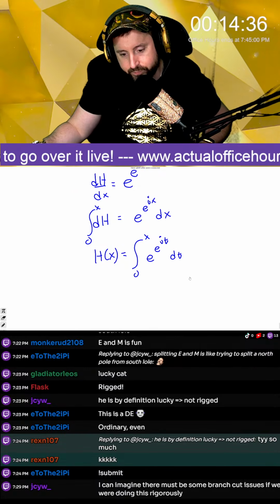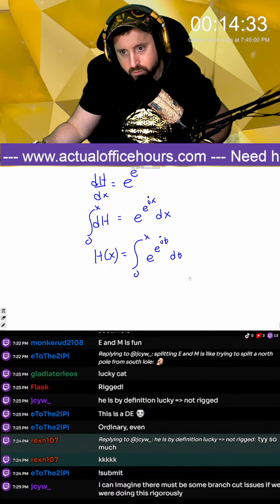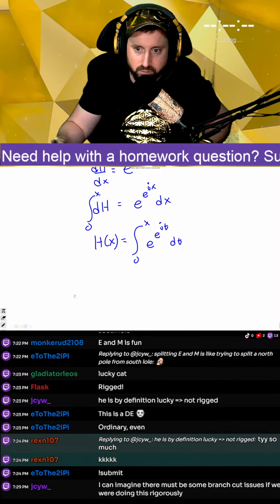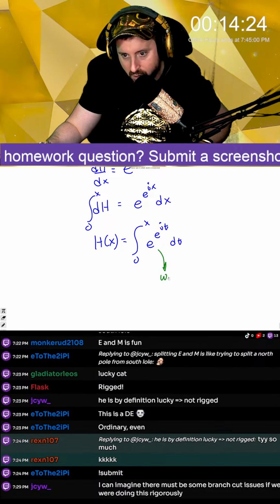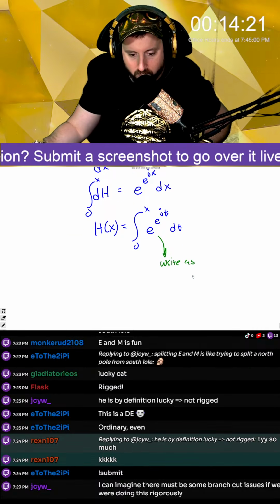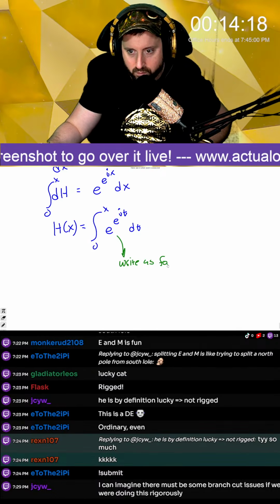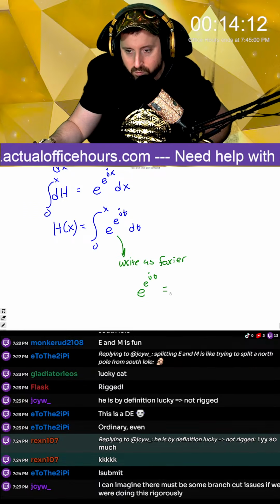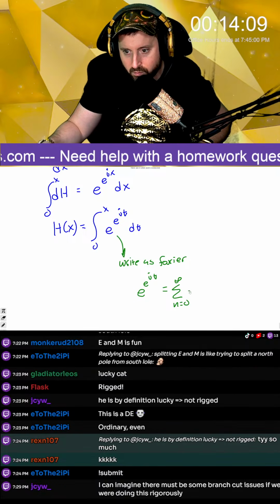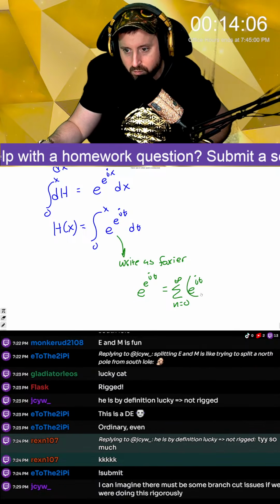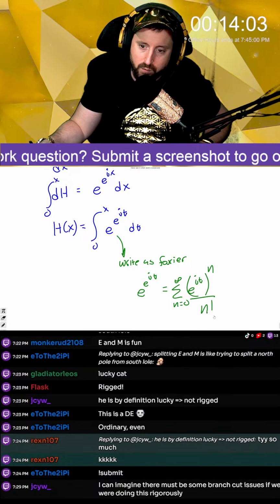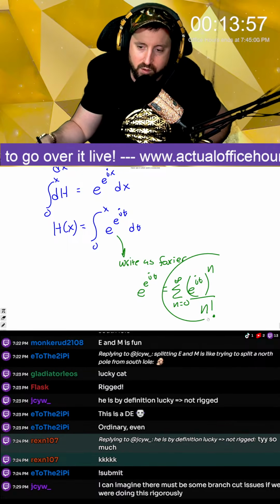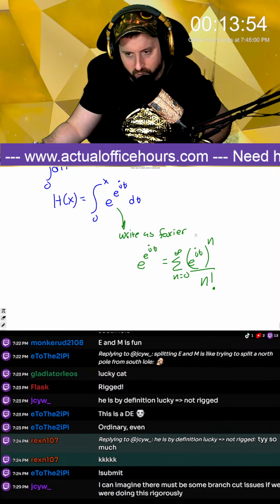Now we're going to write this as a Fourier series. Kind of. It works out as a series since we have the e to the it. We'll use Euler's equation. We can write e to the it as the sum from n equals 0 to infinity of (it) to the power of n divided by n factorial. This is a Taylor series, I guess. Or Maclaurin series, maybe.